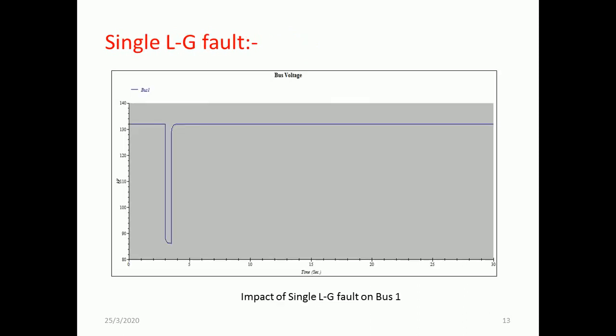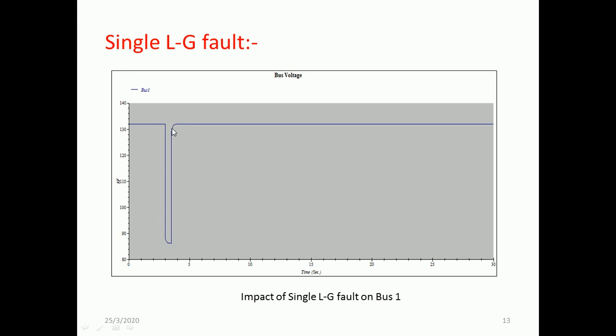When we perform a single line to ground fault on bus 1, you can observe that the rated voltage at bus 1 is 132 kV. A fault was introduced at almost 3 seconds. When the fault was introduced, because it's a single line to ground fault, the bus voltage dropped to almost 70% of the rated voltage, and it took less than 0.5 seconds to recover. And when it recovered, there were still some oscillations.